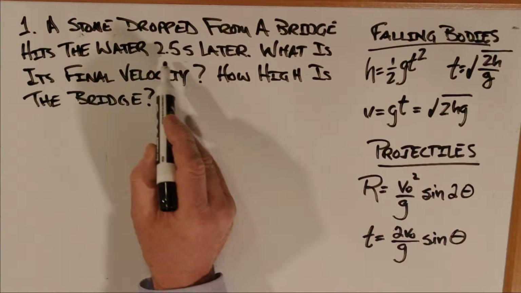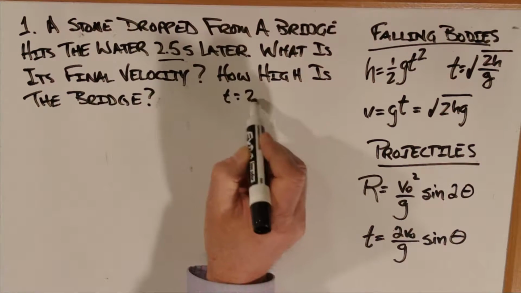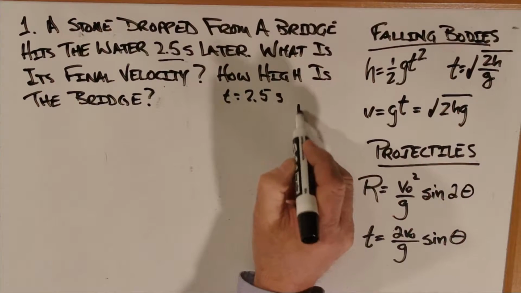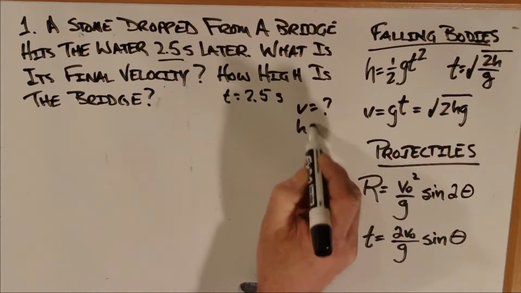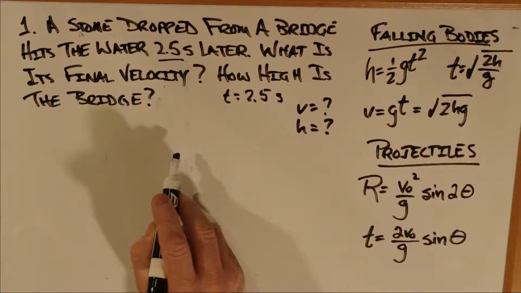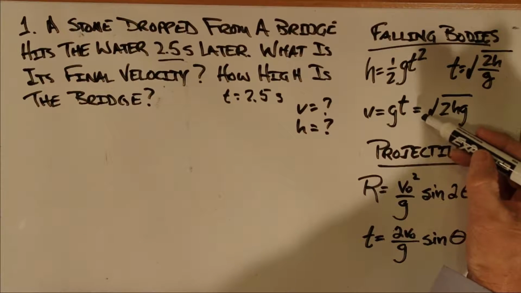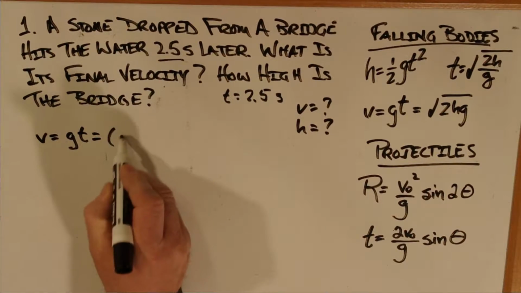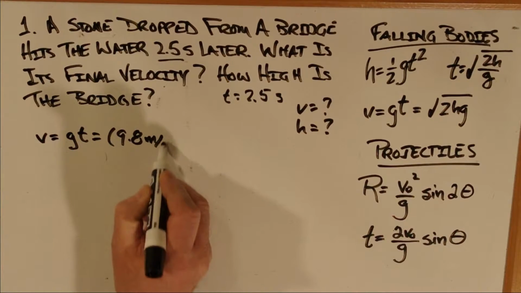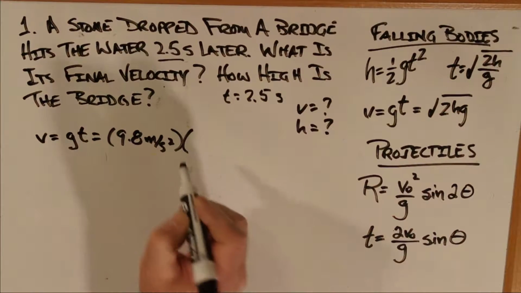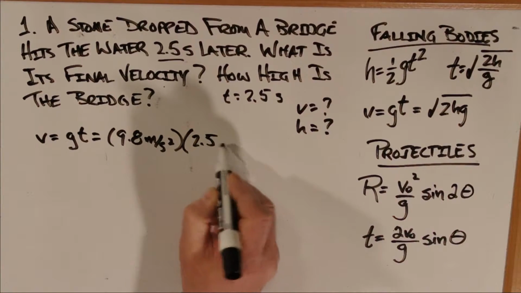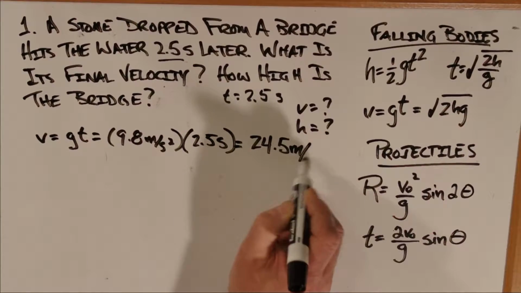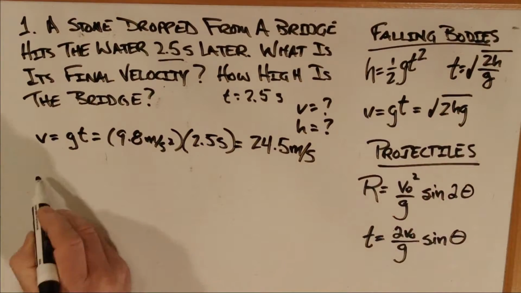Our first question: a stone dropped from a bridge hits the water 2.5 seconds later. We're asked to find the final velocity of the stone and the height of the bridge. Using the relationship between velocity and time, we have a gravitational constant, 9.8 meters per second squared, times time, 2.5 seconds, gives us a final velocity of the stone as 24.5 meters per second.